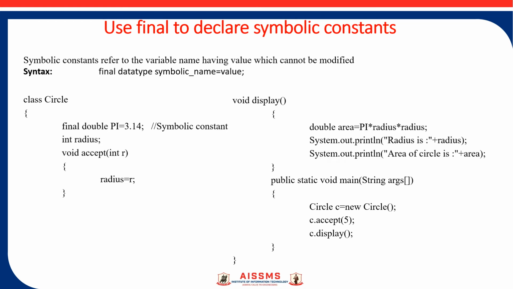Other than this symbolic constant, I have taken a radius, an input method and an output method. In the input method, I am initializing the radius with some value, and in the display method, I am printing the area of the circle and the relevant data of the Circle class. In main, we have created an object of the Circle class and we are calling the input method and output method of this Circle class.